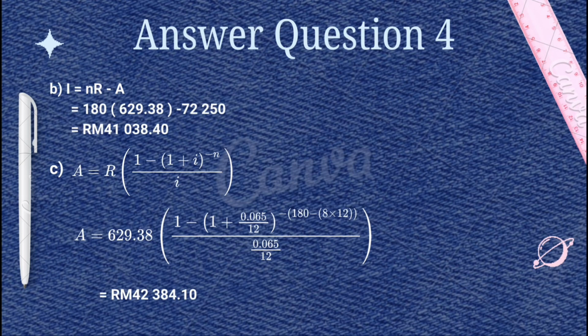Next, moving on to part C, they calculate the amount A using the annuity formula. A equals R multiplied by 1 minus 1 plus i to the power of minus n, divided by i. Solving step by step, we obtain the final amount, which is 42,384 ringgit and 10 cents.